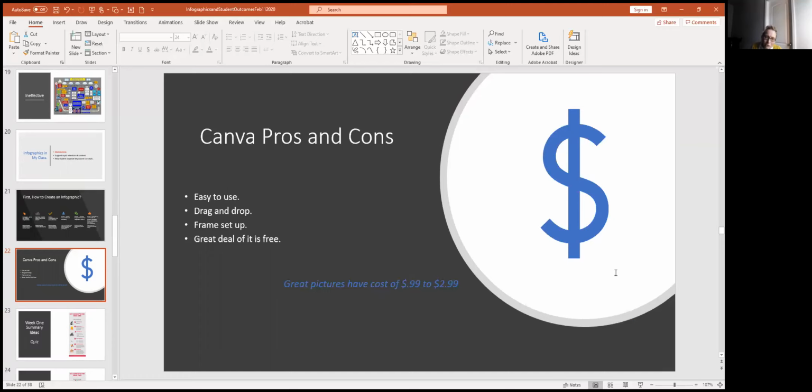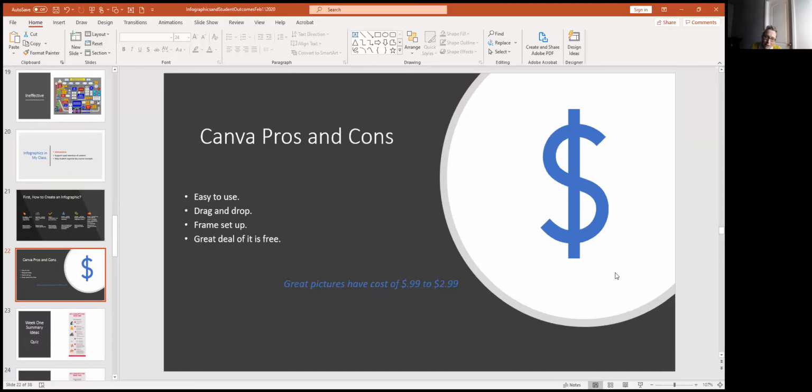So it's easy to use, Canva, easy to use. You drag and drop visuals. You type just like you do in PowerPoint with a text box. There is a clear frame set up so that we have a design that is easy to visualize and easy for the students to use.